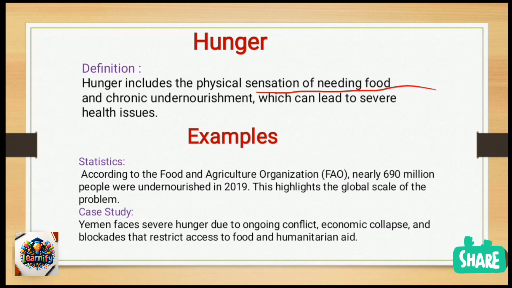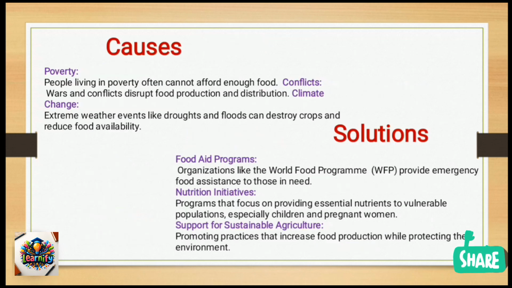Hunger. Hunger includes the physical sensation of needing food and chronic undernourishment, which can lead to severe health issues. Example includes statistics. According to the Food and Agriculture Organization, nearly 690 million people were undernourished in 2019. This highlights the global scale of the problem. Case study: Yemen faces severe hunger due to ongoing conflicts, economic collapse, and restrictions that limit access to food and humanitarian aid.